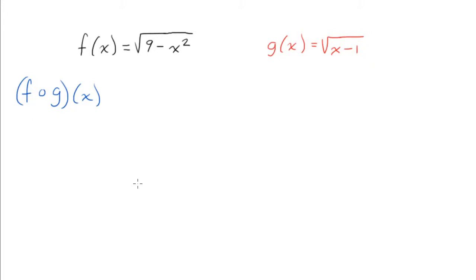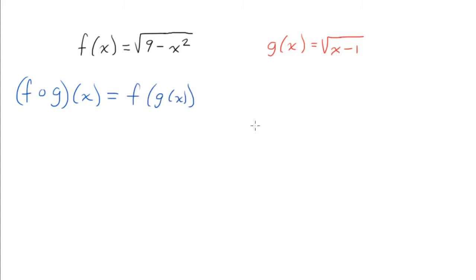In this video, we'll be looking at the composition of two functions. We have f of x equals the square root of 9 minus x squared and g of x equals the square root of x minus 1. The composition is written like this: f composed with g of x. That's not "fog", that's just the math notation. What that means is f of g of x.